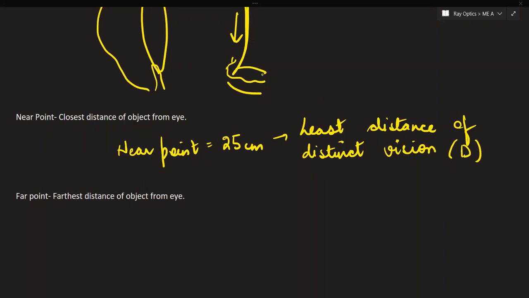Now, far point means till what distance you can see. I'm able to see the screen of my laptop, so that is not my far point. I can see things like the wall of the room. I'm able to see that also. If you go out, you are able to observe the moon also. You are able to see the sun also. Are the sun and moon located at just 25 centimeters? No, because the human eye's far point is infinity.